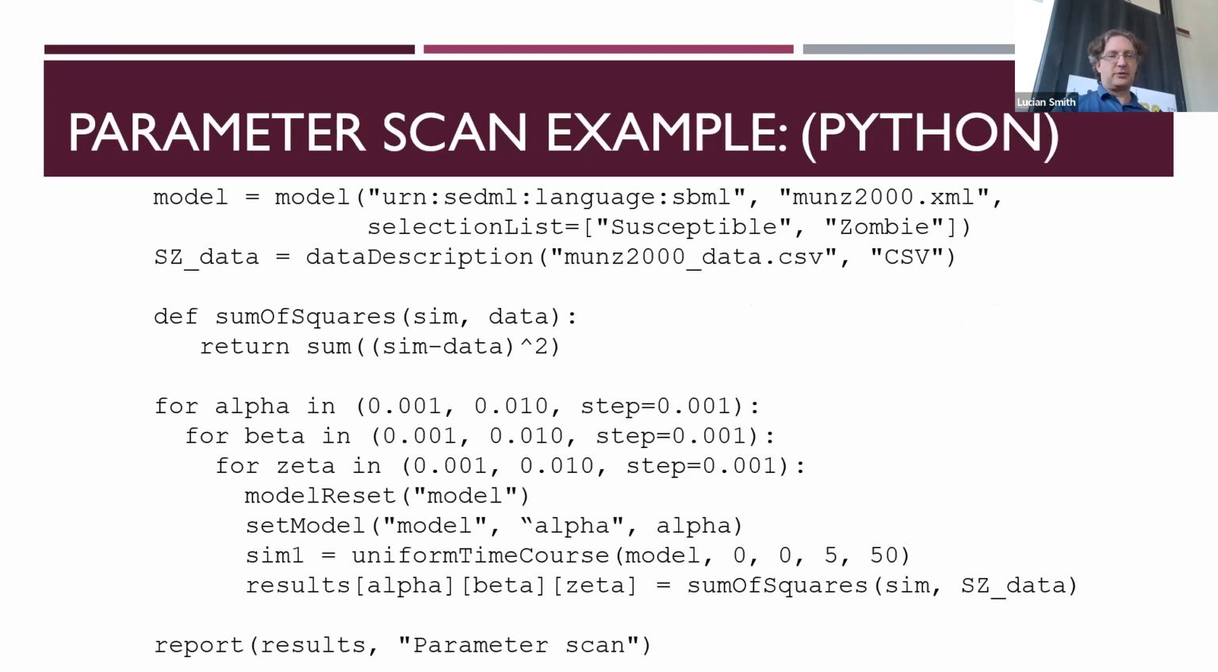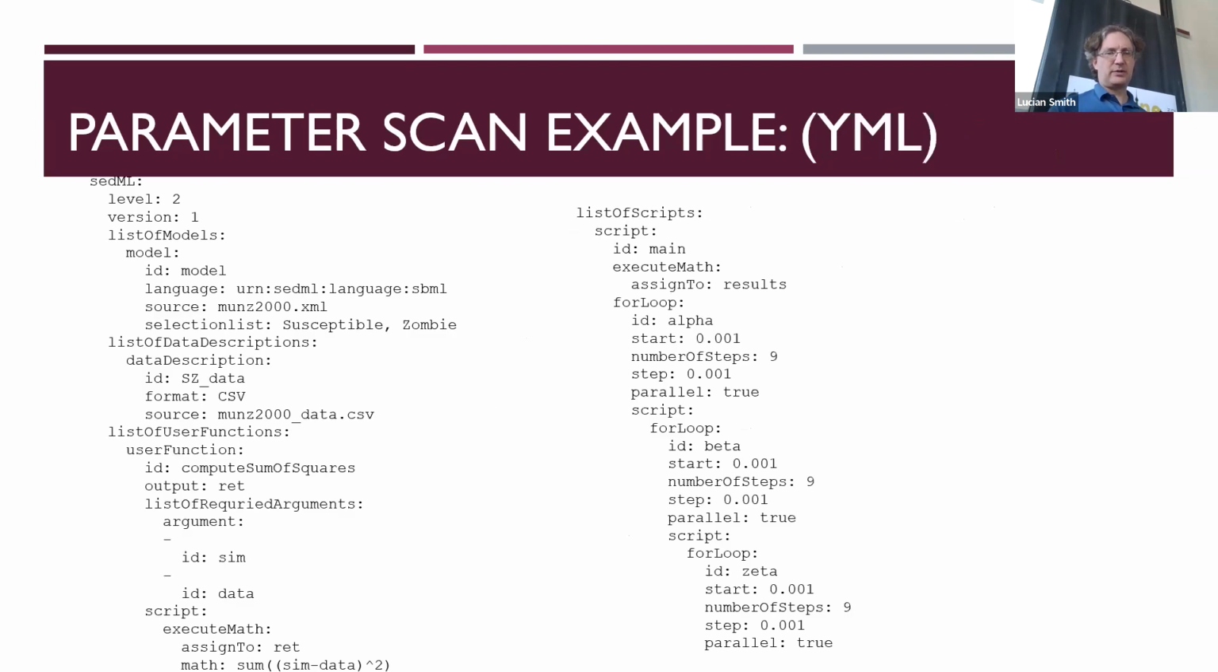A parameter scan example. Again, loops. We have nested loops. We reset the model, set everything, set the alpha, and even set beta and zeta also. Run your uniform time course and set the results. And here we have a subscript, like the user-defined function sum of squares that we're calling there. There is also that Python script in YAML form, just to show you that it can be done.